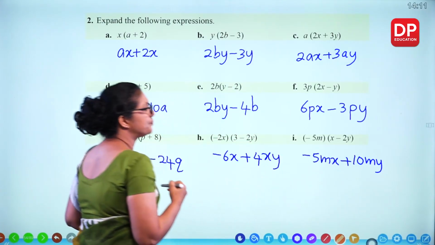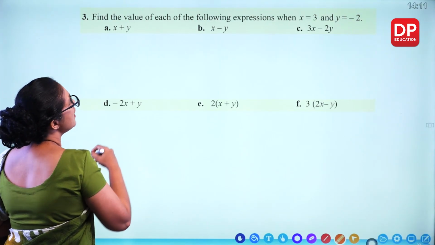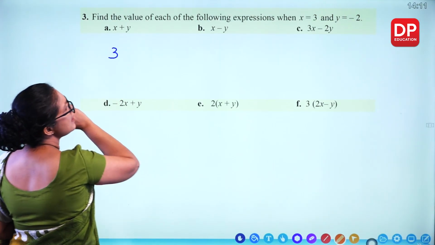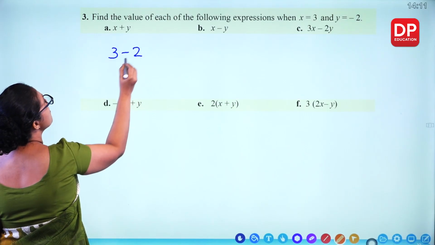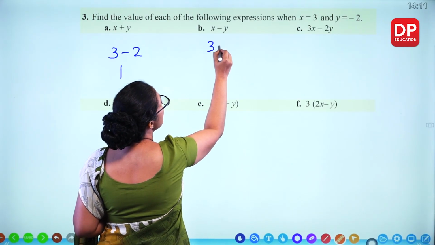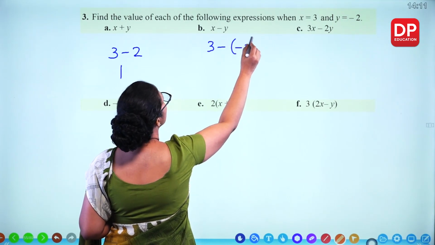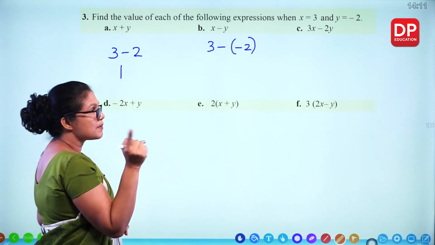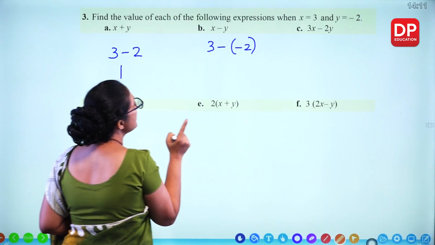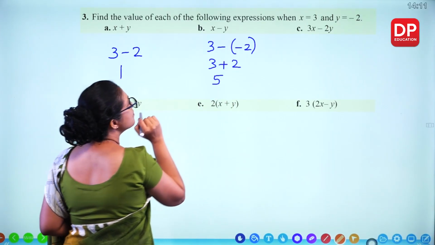Find the value of each of the following expressions when x equals 3 and y equals minus 2. Substitute x equals 3. So 3 minus 2, 1. Now y is minus 2. Now what happens? Minus minus plus. So 3 plus 2, that's 5.